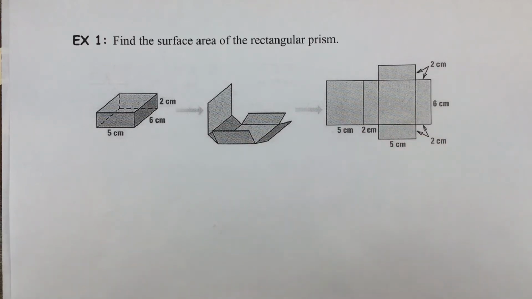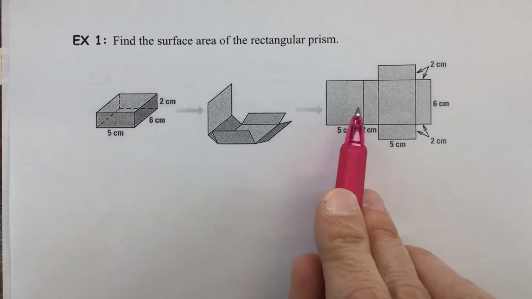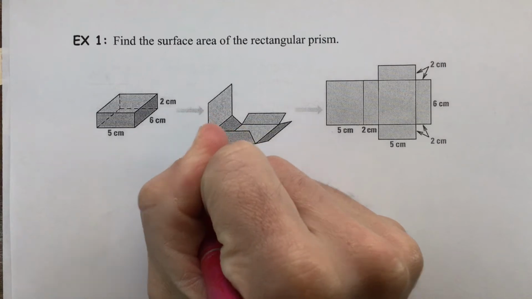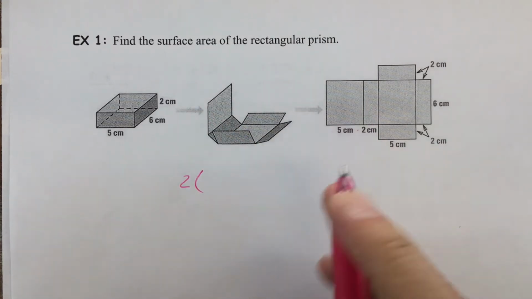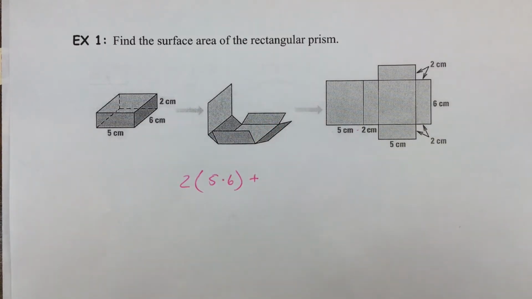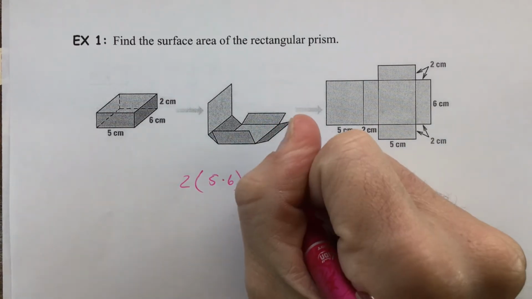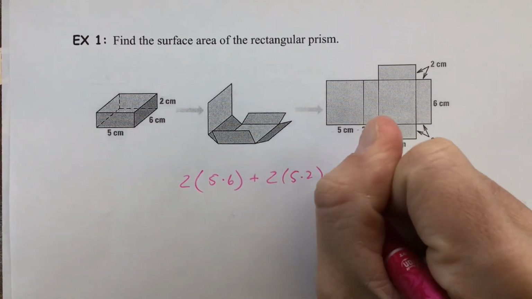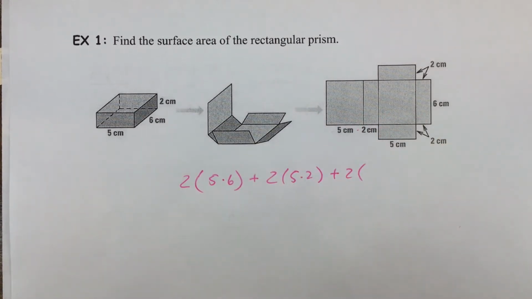So once we have an idea of all the pieces that we have, what we're going to do is just devise a way that we can add all their areas together. Okay, what I'm going to do is look at it as having 3 pairs of congruent sides. I've got the bottom and the top, so I've got 2 5 by 6s. The front and the back are going to be the 5 by 2. So I have 2 of those. And I've got 2 sides that would be 2 by 6, which would be the left and the right. Okay, so all put together, this would represent the total surface area.